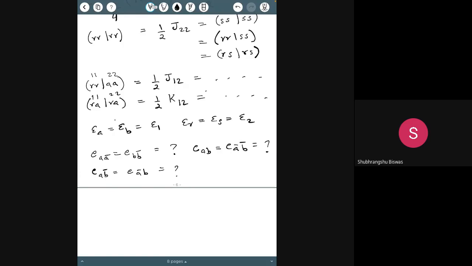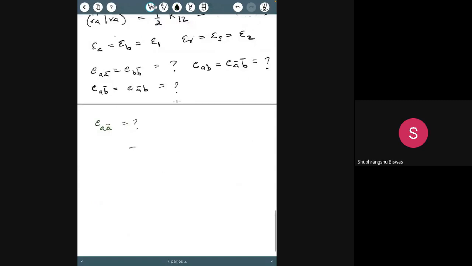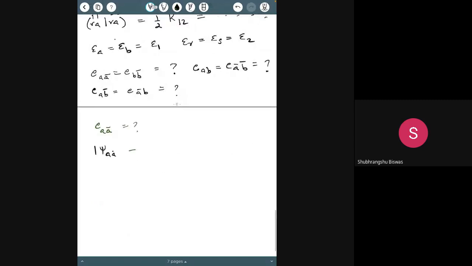I'll work out one or two just to see how it is done, and then I'll just write the expressions for the others. So let's say I want to do E_AĀ. The function psi_AĀ is equal to the ground state. AĀ is Gerade symmetry, and it's a closed shell singlet. So I only write determinants which are of the same space and spin symmetry.